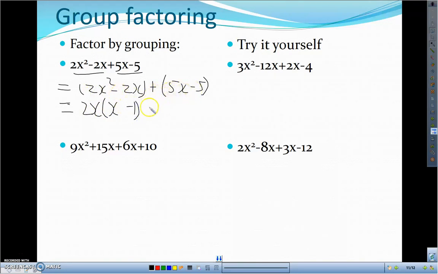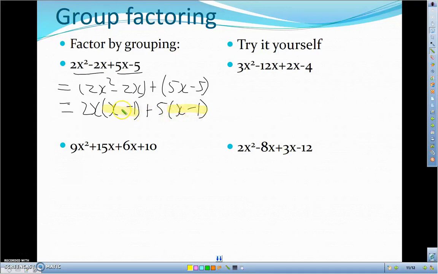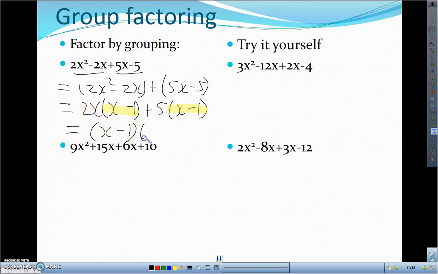And we can factor out a 5 from this other expression. Plus 5. 5x divided by 5 is just x. And we take out the 5, 5 divided by 5 is minus 1. And what we start to notice here is that we've got an x minus 1 and an x minus 1. So we can actually go one step further and factor out the x minus 1. So this will turn into, take out the x minus 1 out front, and we're left with the 2x plus 5 and another set of brackets.